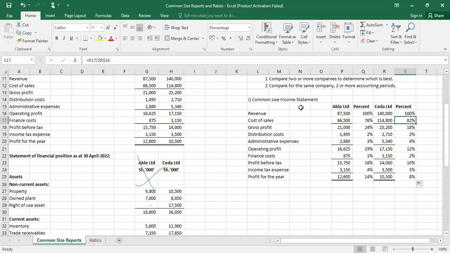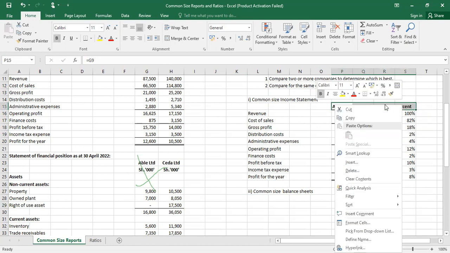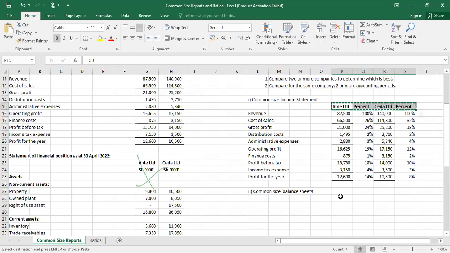Let's proceed to look at the common size balance sheet. Number two, we prepare the common size balance sheets. So that I'll need the same info. The company, then percent.